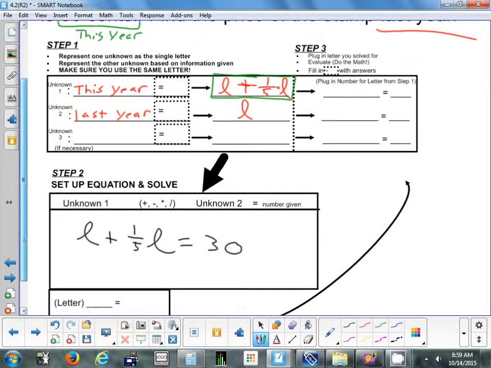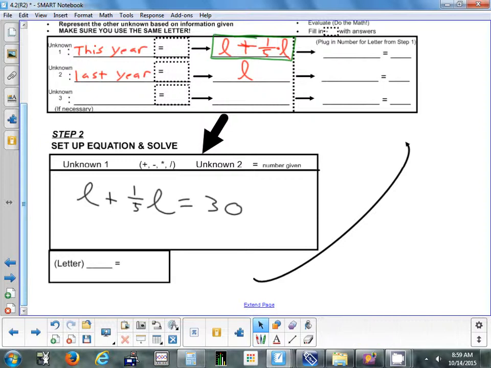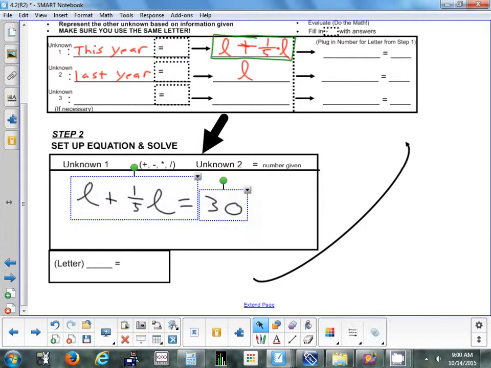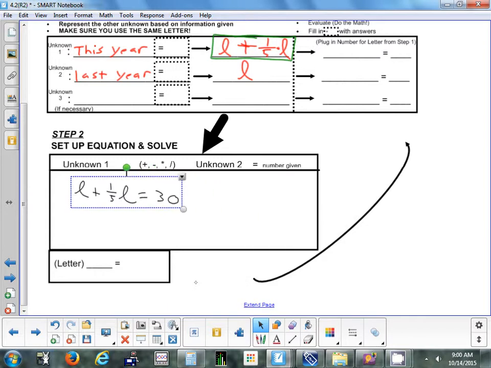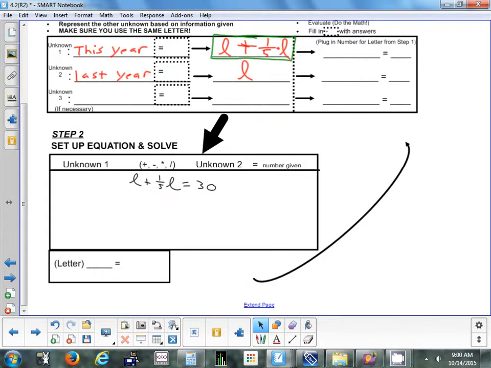All right, so now we're going to do this out. Okay, what I'm going to do is make that a little smaller so we can fit it in. Did everybody still read it? L plus 1/5 L equals 30? All right. To make this easier, I'm going to change this to decimals. What number is in front of L, the first one? I have 1 plus 1/5. Okay, let's do that on our calculator.